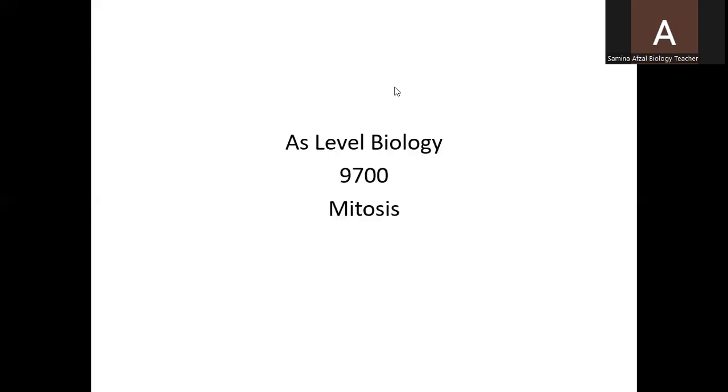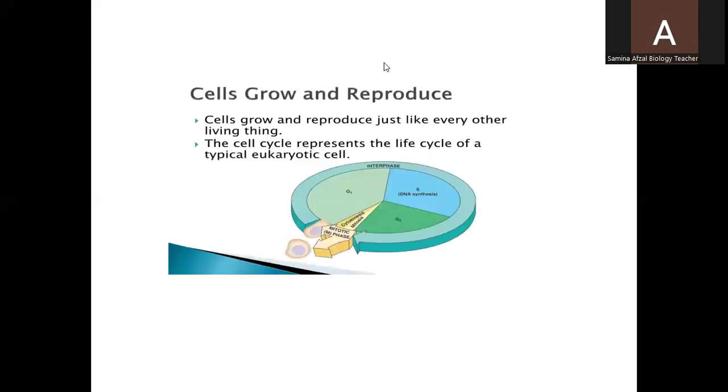AS level biology 9700, mitosis. And students, the cell grows and reproduces. When they are mature, they need to reproduce, they need to divide, just like every other living thing.